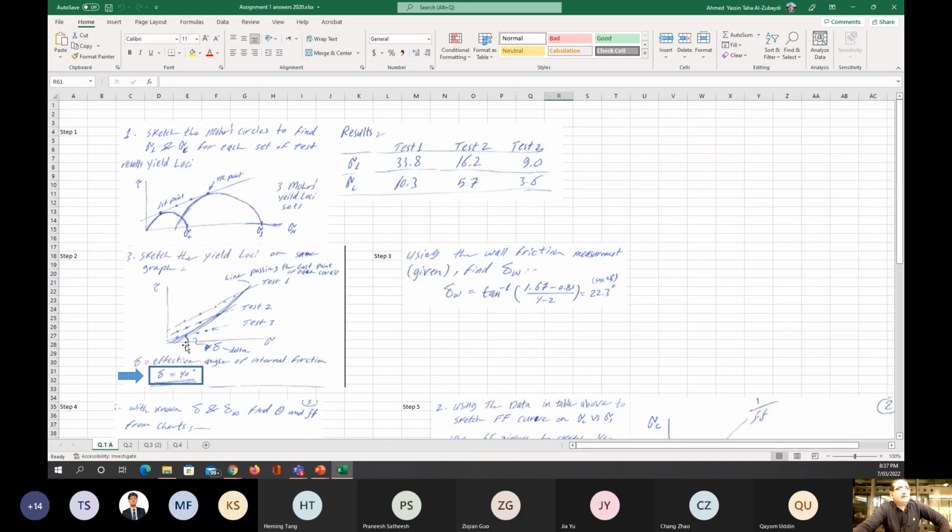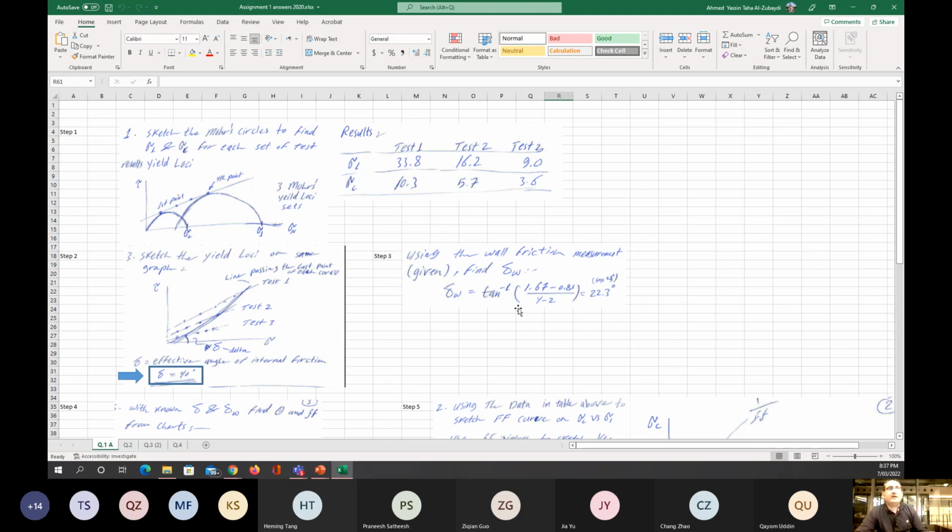You will find out that I can sketch a line starting from the origin, and it's going to be passing the last point of each of the 3 curves. This is not to scale, okay, but we can do that. And then once again, we can do that with SolidWorks. And then we can find what will be the angle of this curve. This angle is the delta value. Okay, this will be the internal friction angle, or the effective angle of internal friction.